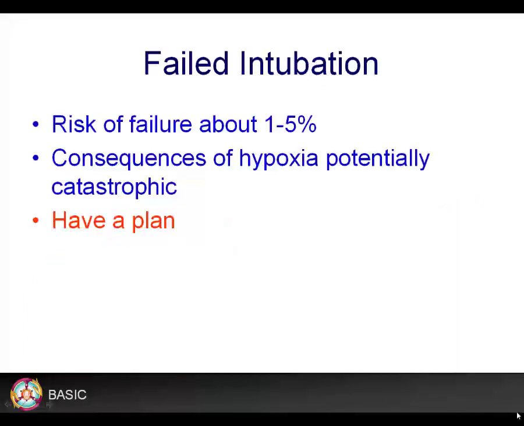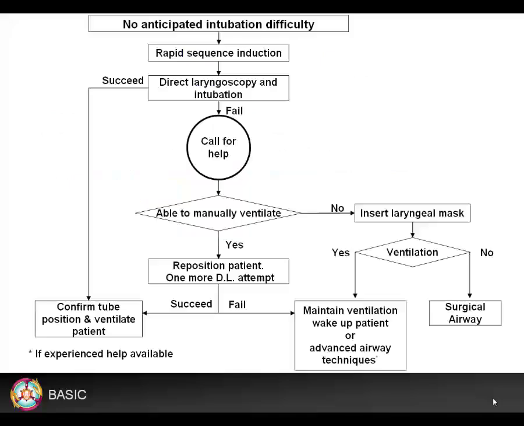The risk of failed intubation is about 1 to 5%. This may be catastrophic if it is unrecognized or if the patient cannot be adequately oxygenated by bag mask ventilation. It is therefore essential to have a plan for a can't intubate, can't ventilate situation. This is an example of a very simple algorithm for endotracheal intubation failure. It can be found in your course manual. However, if your unit has a standard algorithm for this situation, use that instead.